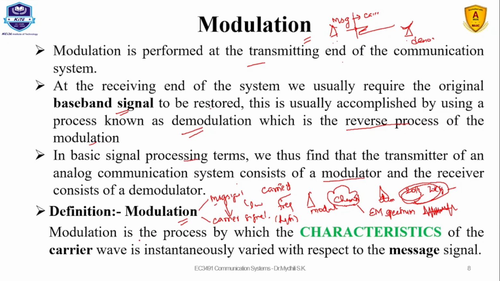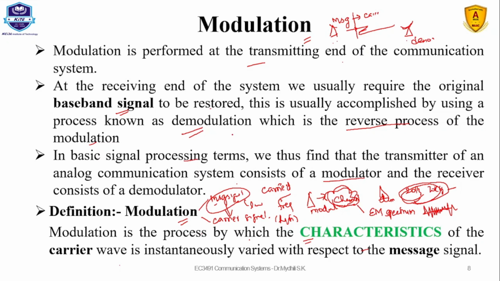Modulation is nothing but changing the message signal format into some other required format which is carried through the channel with respect to one signal. How it is done is by the process called modulation. Defining it technically, modulation is the process by which the characteristics of the carrier wave, the wave used to carry the message signal, are instantaneously varied with respect to the message signal. So we change this process with respect to the information signal only.